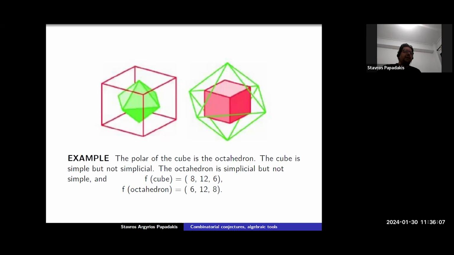Now an example. As is well known, the polar of the cube is the octahedron. And we have that the cube is a simple polytope, but not simplicial. On the other hand, the octahedron is a simplicial polytope, but not simple. And we see that the f vector of the cube is 8, 12, 6, and the f vector of the octahedron is 6, 12, 8.